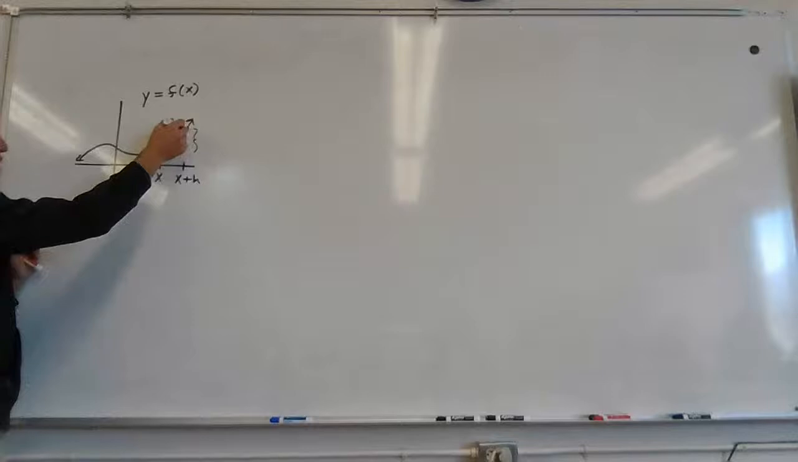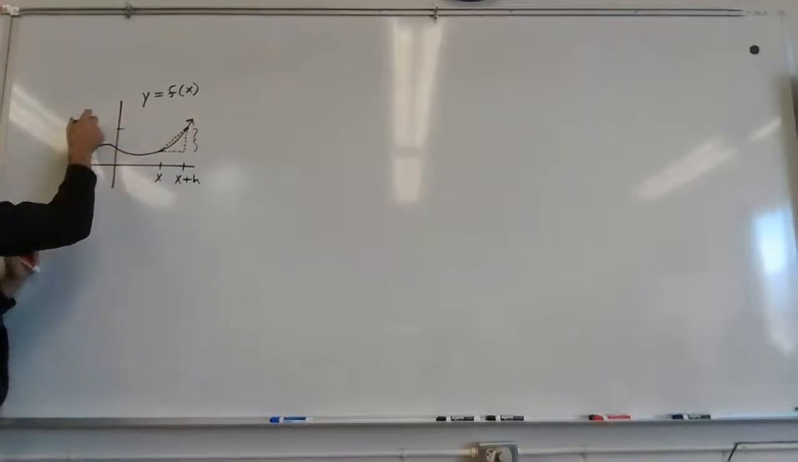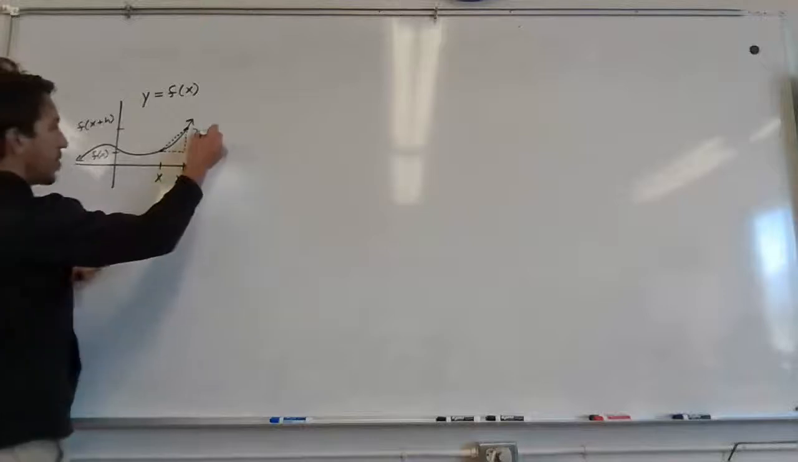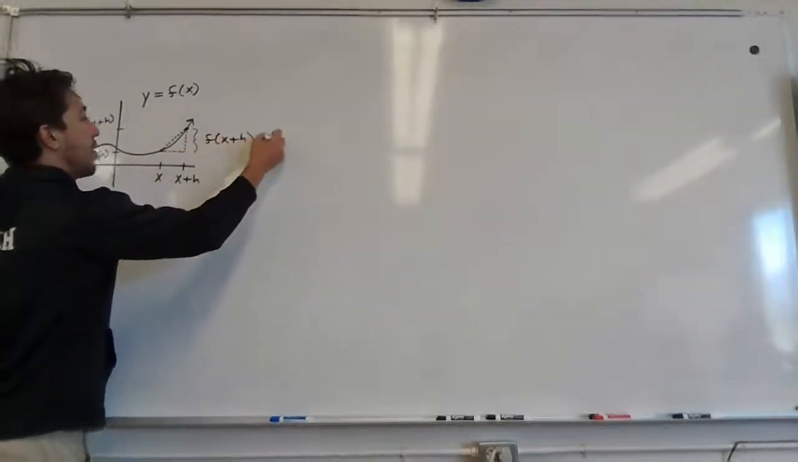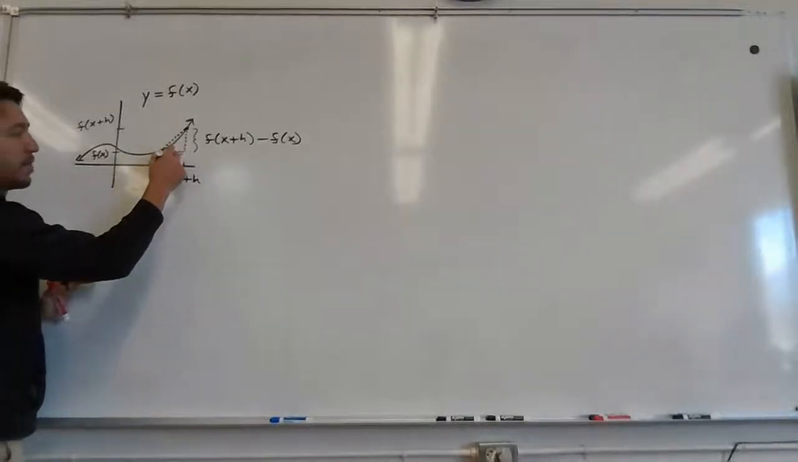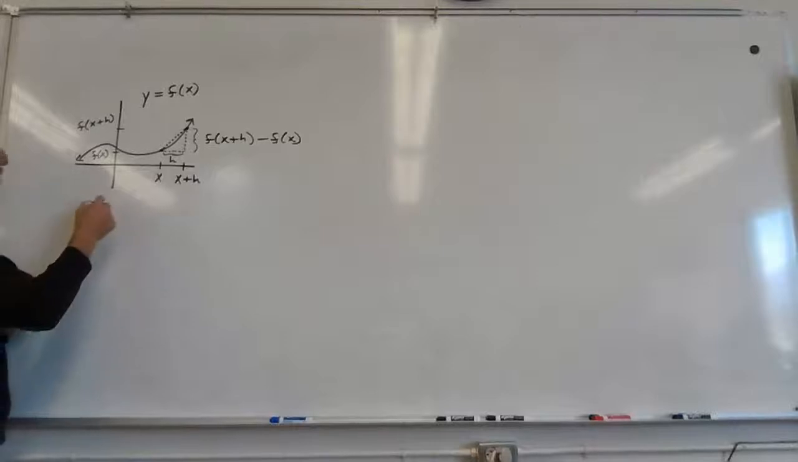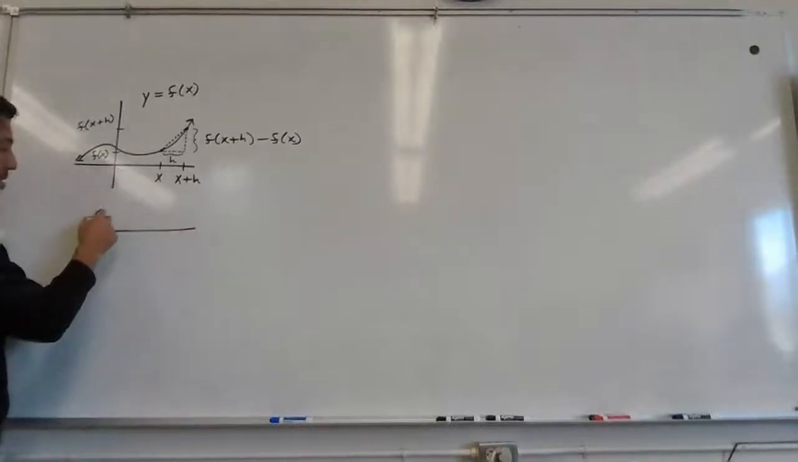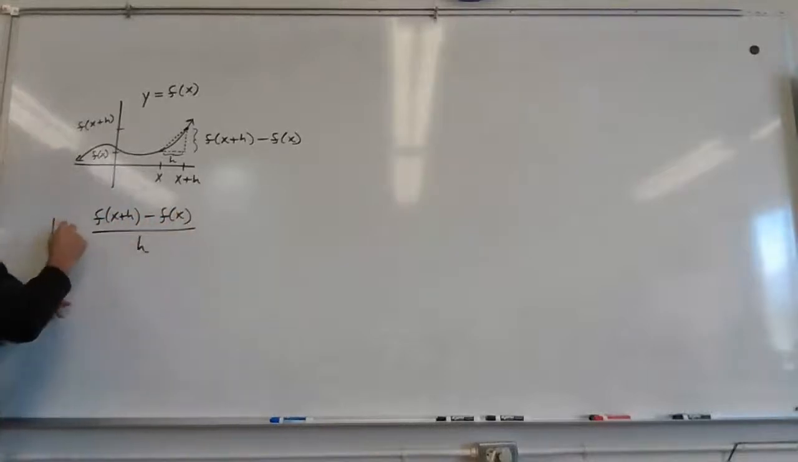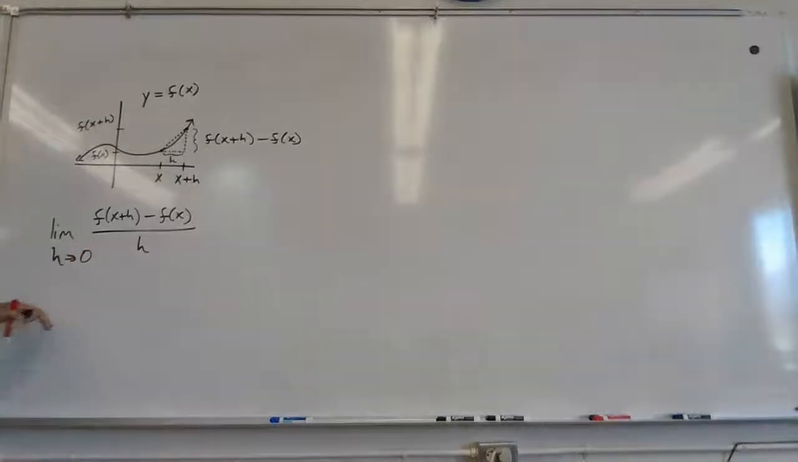So think about this: this y value is f of x plus h, and this y value was f of x, the original point. Of course, the rise over run: the rise is f of x plus h minus f of x, and what's the run? From x to x plus h is a run of h. So you do the rise over run, and then just take the limit as your run approaches 0. So that's one framework under which you can understand what a derivative means.